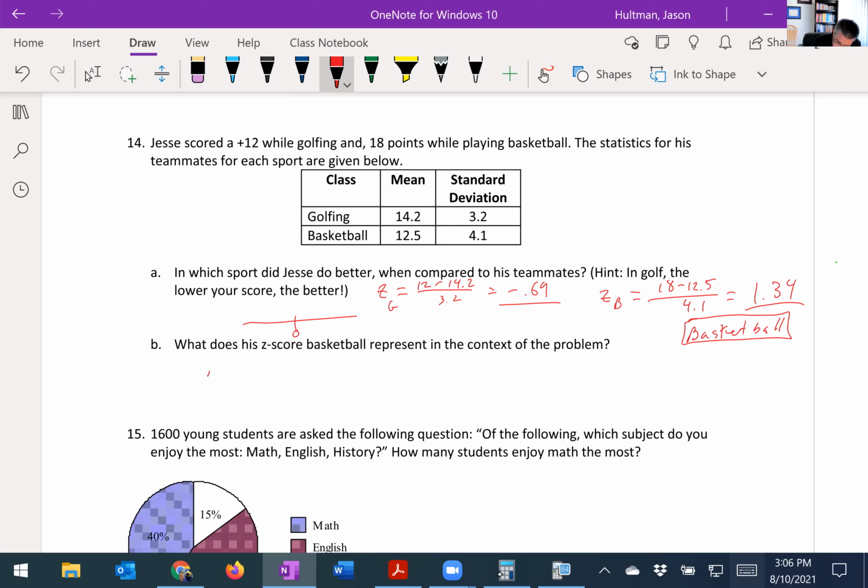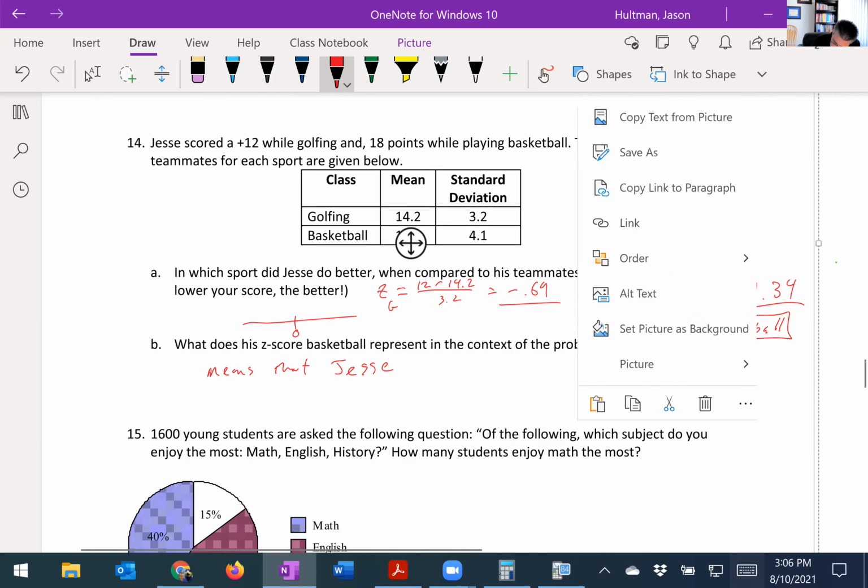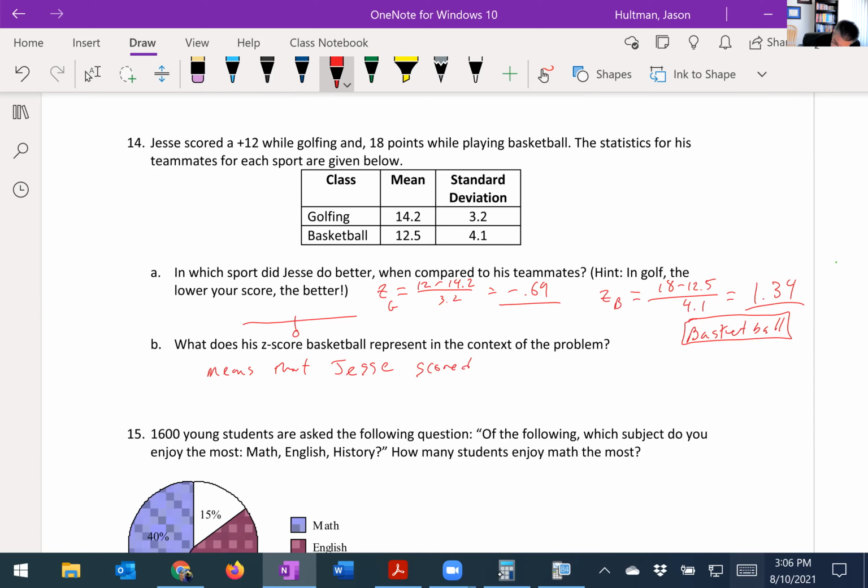Well, it means that Jesse, I should just say Jesse, because we don't know if that's male, female, or other. Jesse scored 1.34 standard deviations above her teammates' average.